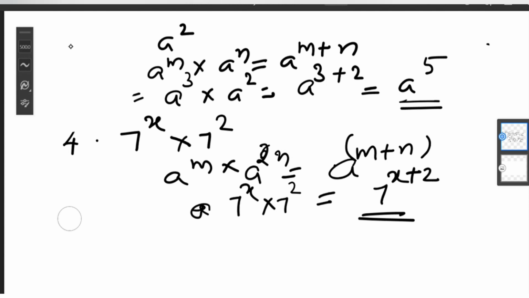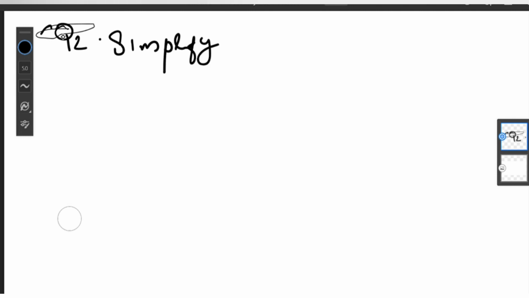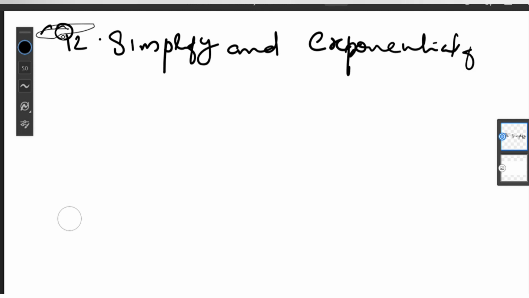Then we can do the next problem. Next one, question 2. Simplify and express each of the following in exponential form. So you have to simplify it and write it in exponential form.